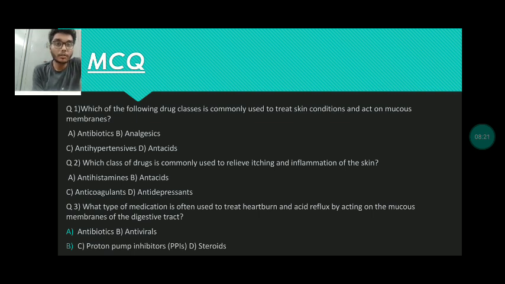Second MCQ. Which class of drug is commonly used to relieve itching and inflammation of the skin? First option is antihistamines. Second option is antacid. Third option is anticoagulants. Fourth option is antidepressant.